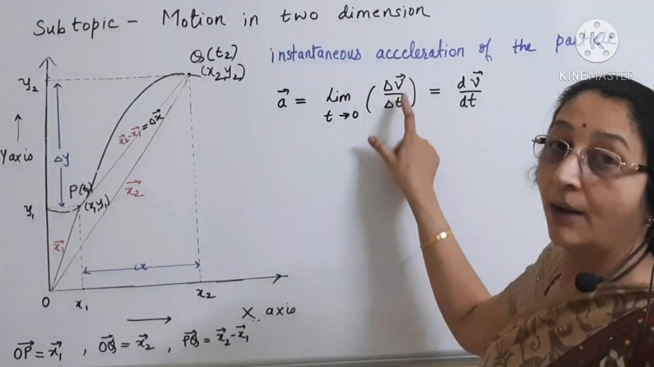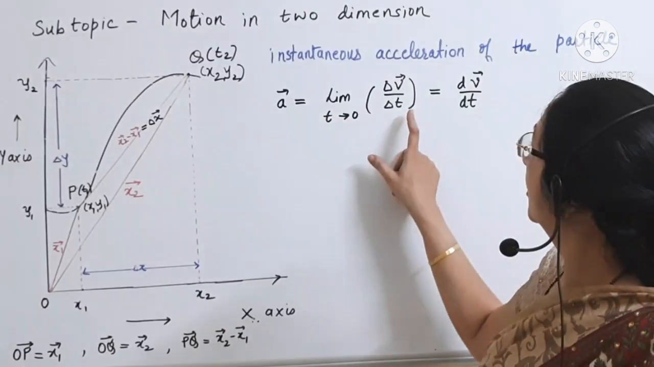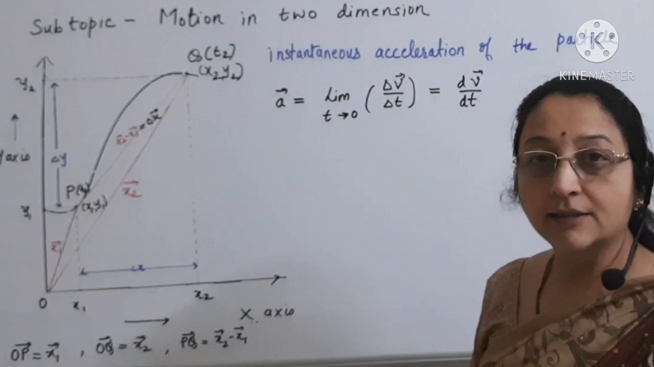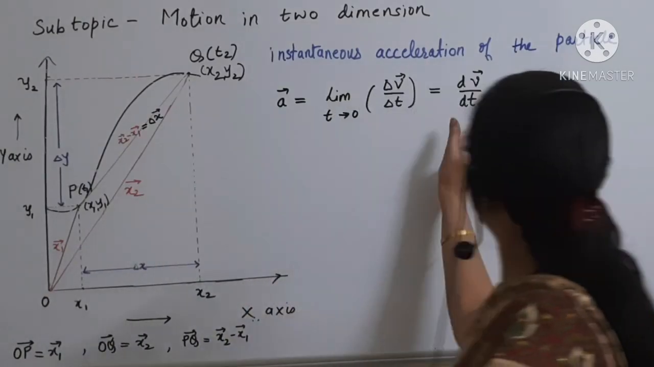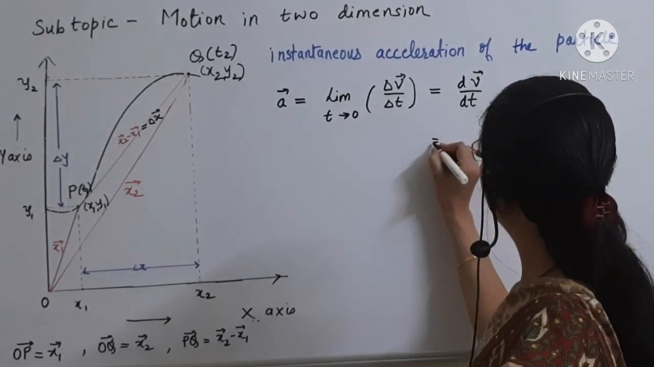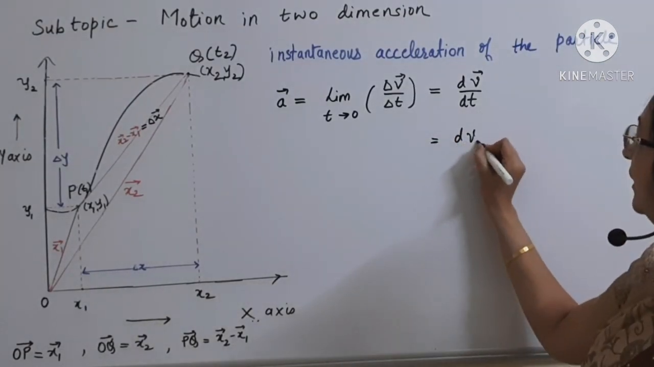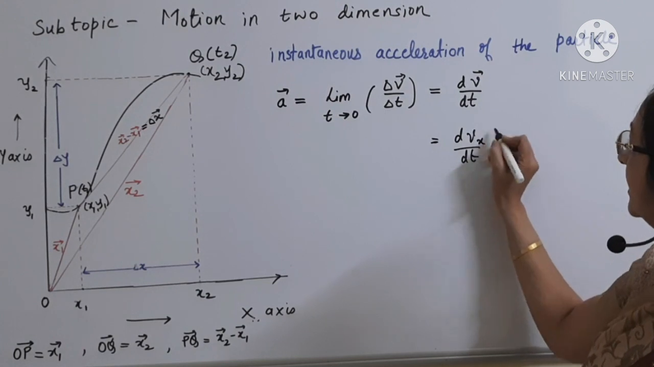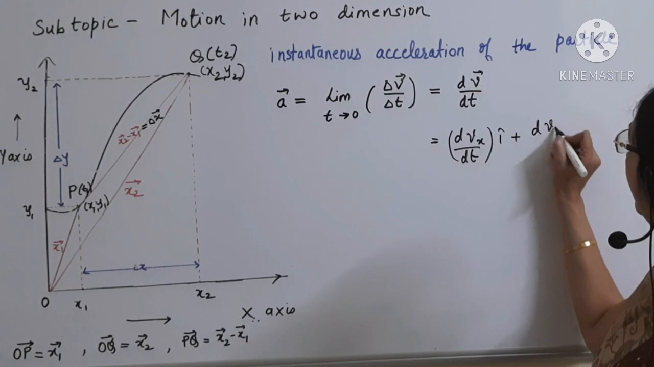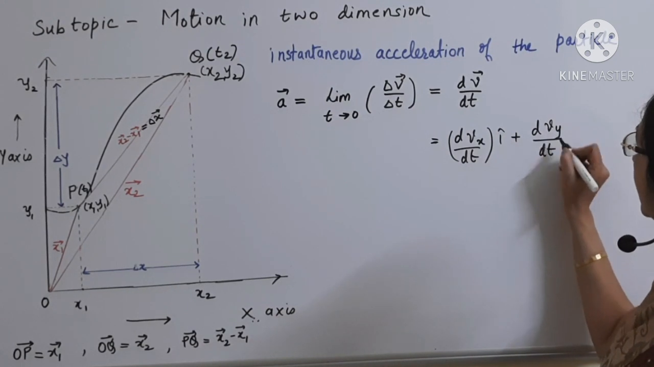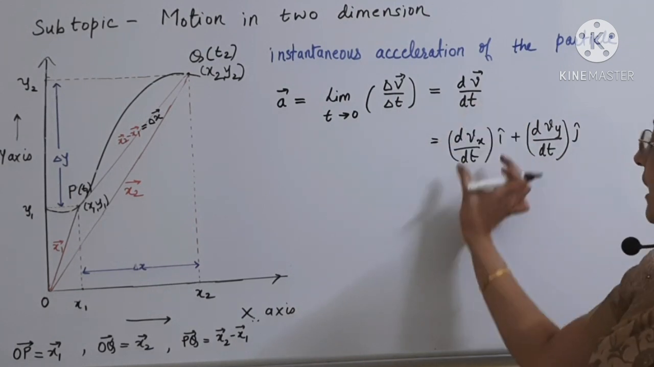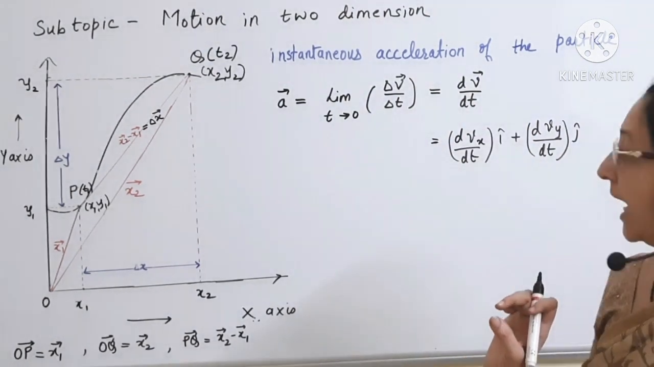Delta v upon delta t. सो यालाच आपण डिफरन्शियल फॉर्ममध्ये dv by dt असं लिहितो. Now this will have 2 components. So that is equal to dvx upon dt i plus dvy upon dt j. याचे हे 2 components आपण लिहिलेले आहेत.